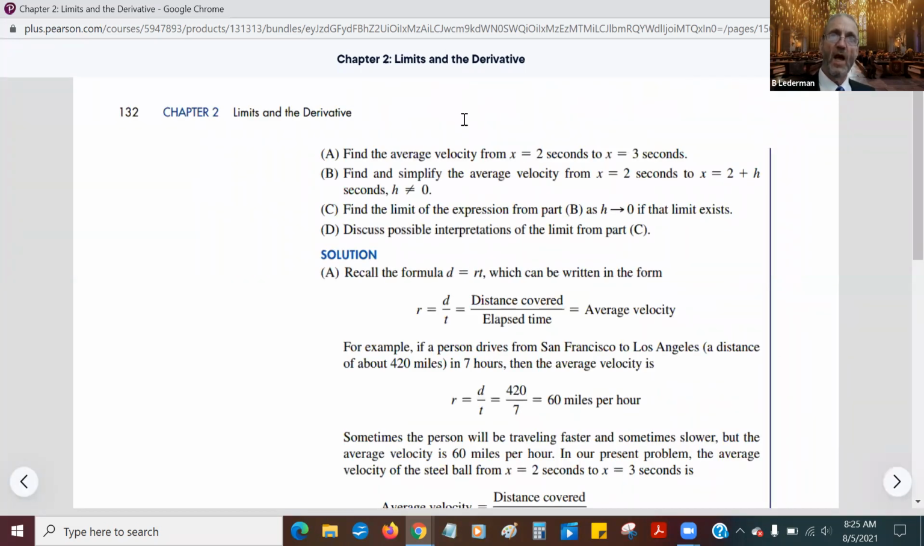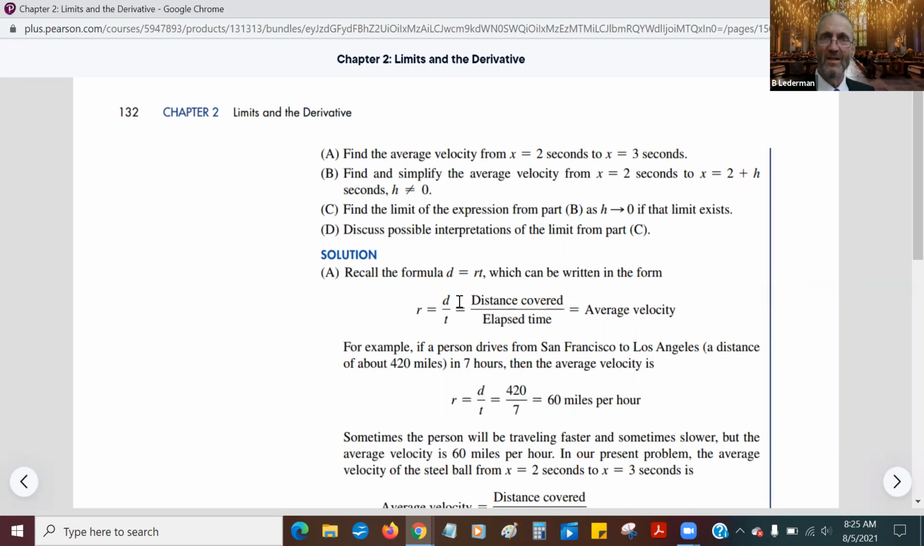So let's take a look here. All right, so we want to find the average velocity from x equals 2 to x equals 3. So in between 2 and 3, what's the average velocity? Well, again, it's going to be distance divided by time.